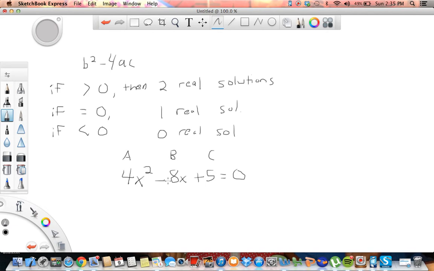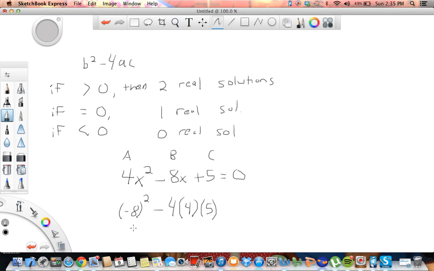So b is -8. Again, put it in parentheses. Always, always, always put it in parentheses. So (-8) squared minus 4 times my a, which is 4, times my c, which is 5. And they're both positive, so you don't have to put the negative there. Now we're going to work that out.